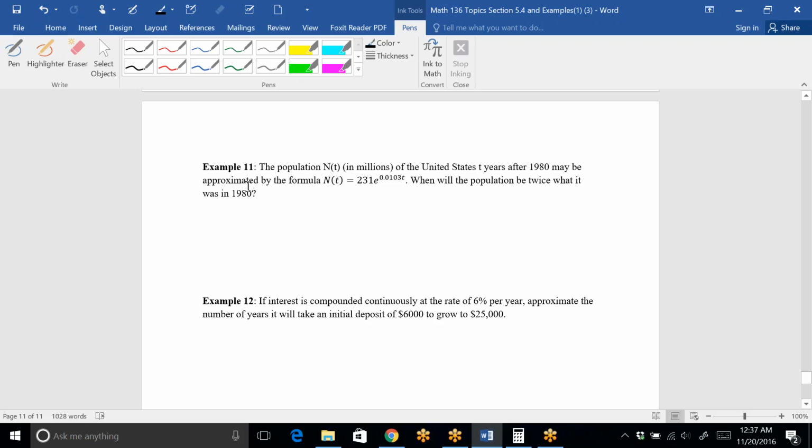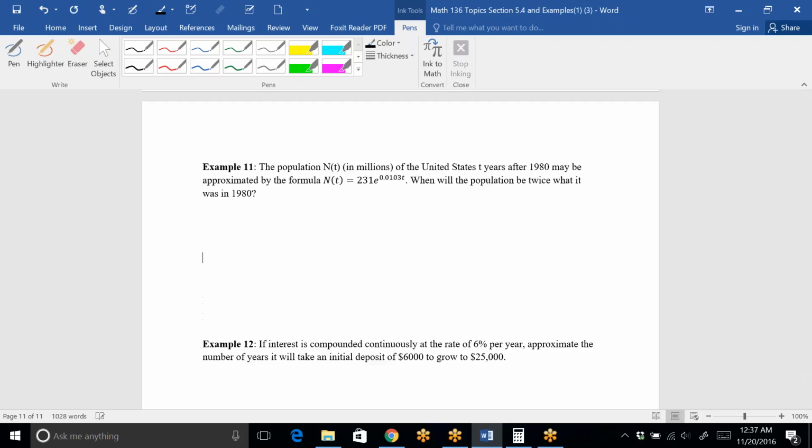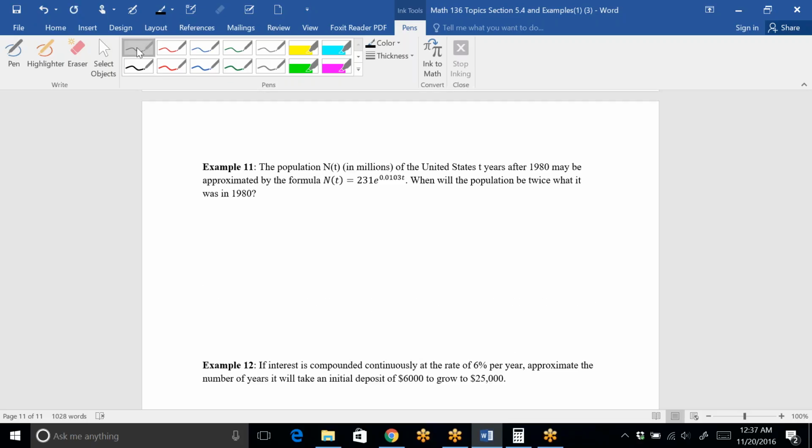Okay, so 11 and 12 are our last two examples. So we're almost done with this section. And remember we said we would spend some time on this on Monday when we get back after Thanksgiving. So the population N of T in millions of the United States T years after 1980 may be approximated by this formula. When will the population be twice what it was in 1980?